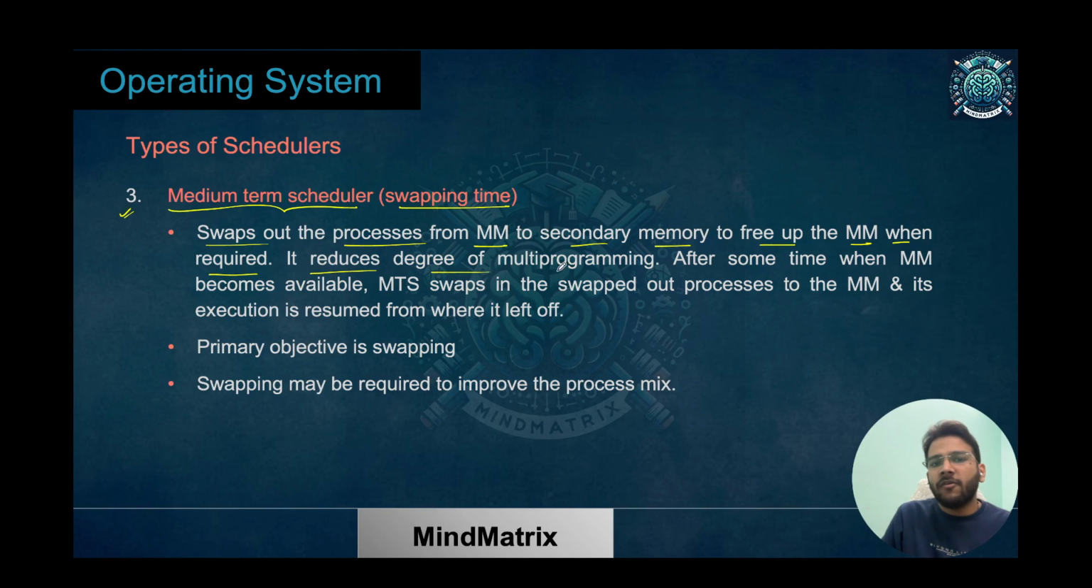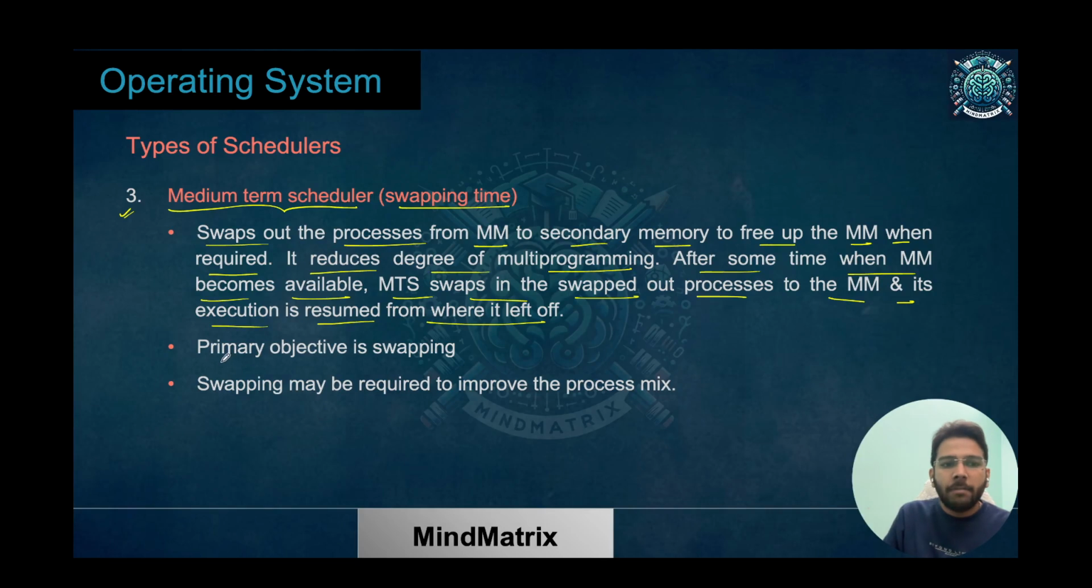It reduces the degree of multi-programming, obviously, because degree of multi-programming means the maximum number of processes that can reside in the main memory. So if you are moving some processes from the main memory back to the secondary memory, you are reducing the degree of multi-programming. After some time, when main memory becomes available, the medium term scheduler swaps in the swapped out processes to the main memory, and its execution is resumed where it left off. So from that point where it left off, the execution is going to resume.